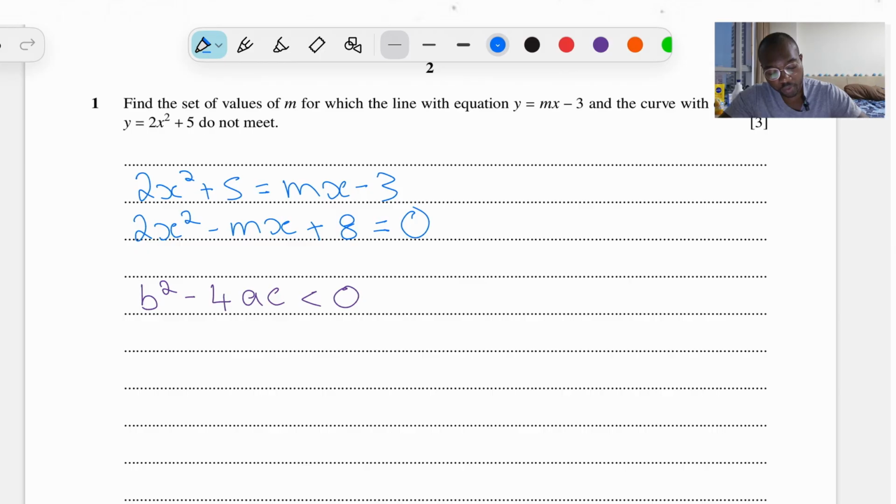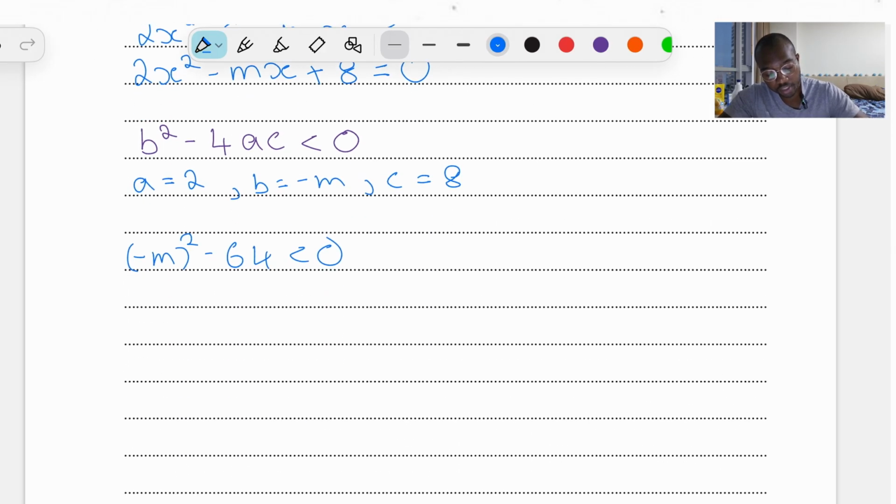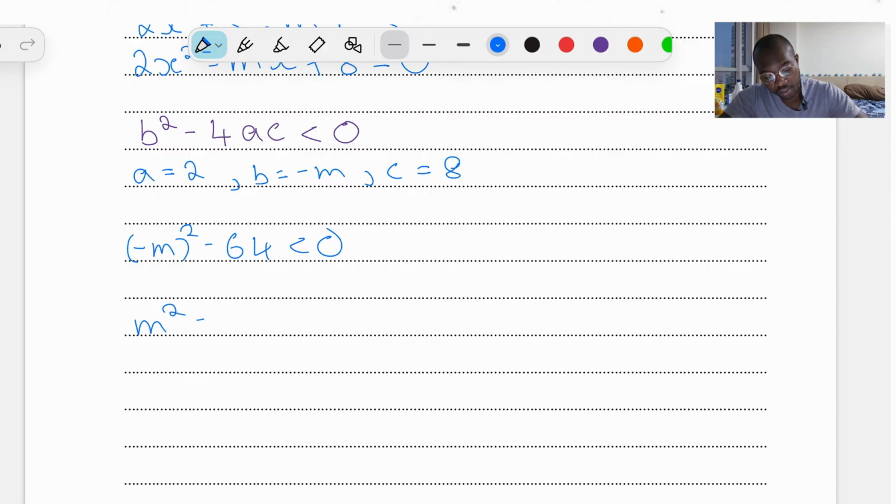For this, a would be 2, b would be -m, and c would be 8. Then we apply b² - 4ac, and we get (-m)² - 4 × 2 × 8, so actually that will give us m² - 64, and that will be less than 0. Then m² - 64 < 0, so m² < 64.